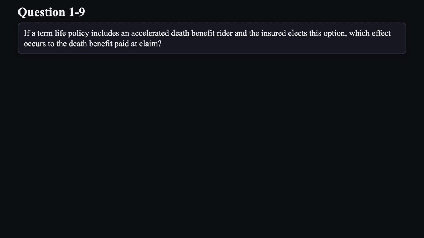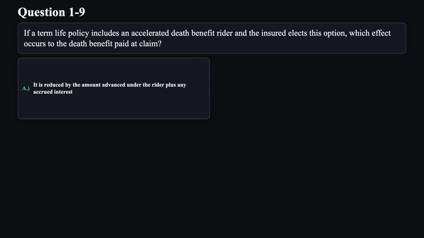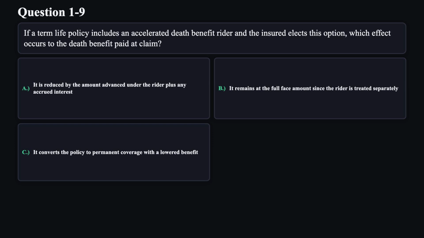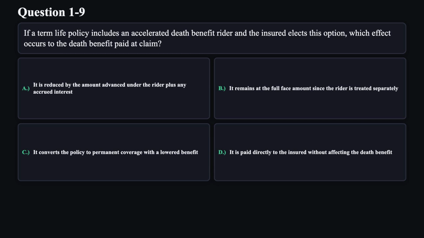Question 9. If a term life policy includes an accelerated death benefit rider, and the insured elects this option, which effect occurs to the death benefit paid at claim? A. It is reduced by the amount advanced under the rider plus any accrued interest. B. It remains at the full face amount since the rider is treated separately. C. It converts the policy to permanent coverage with a lowered benefit. D. It is paid directly to the insured without affecting the death benefit.